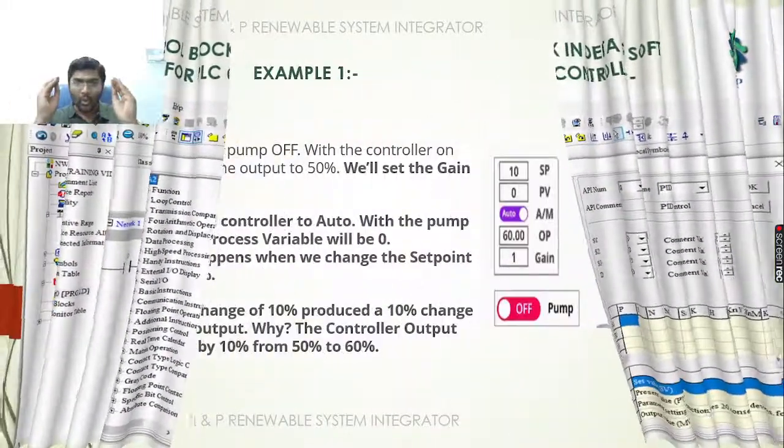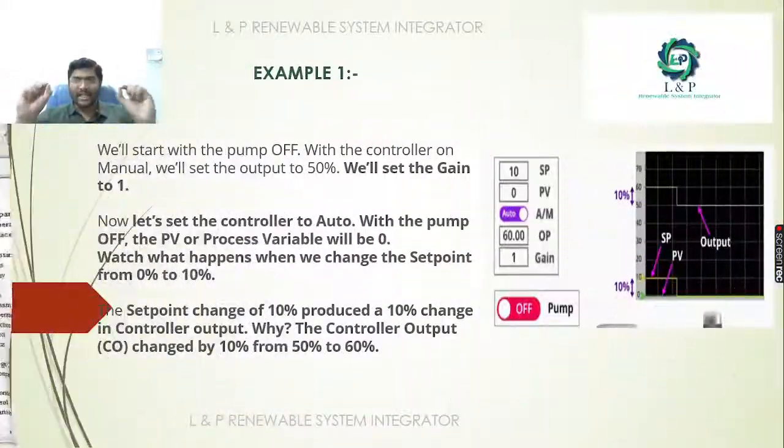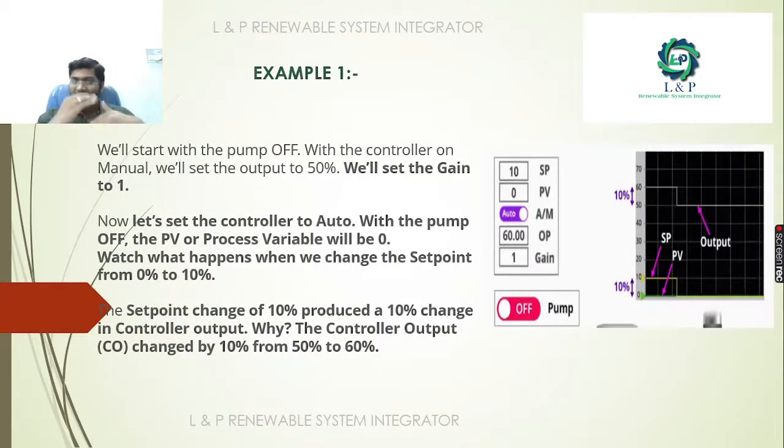So now let us understand with an example. Consider an environment where, as we discussed earlier, we analyzed a pump by making it manually on and off. Now we are going to switch off the pump, and we are going to change the controller to auto operation. We will set the gain as 1. Our set point value was 0 initially, so we are changing it to 10%. See what will happen when the pump is off.